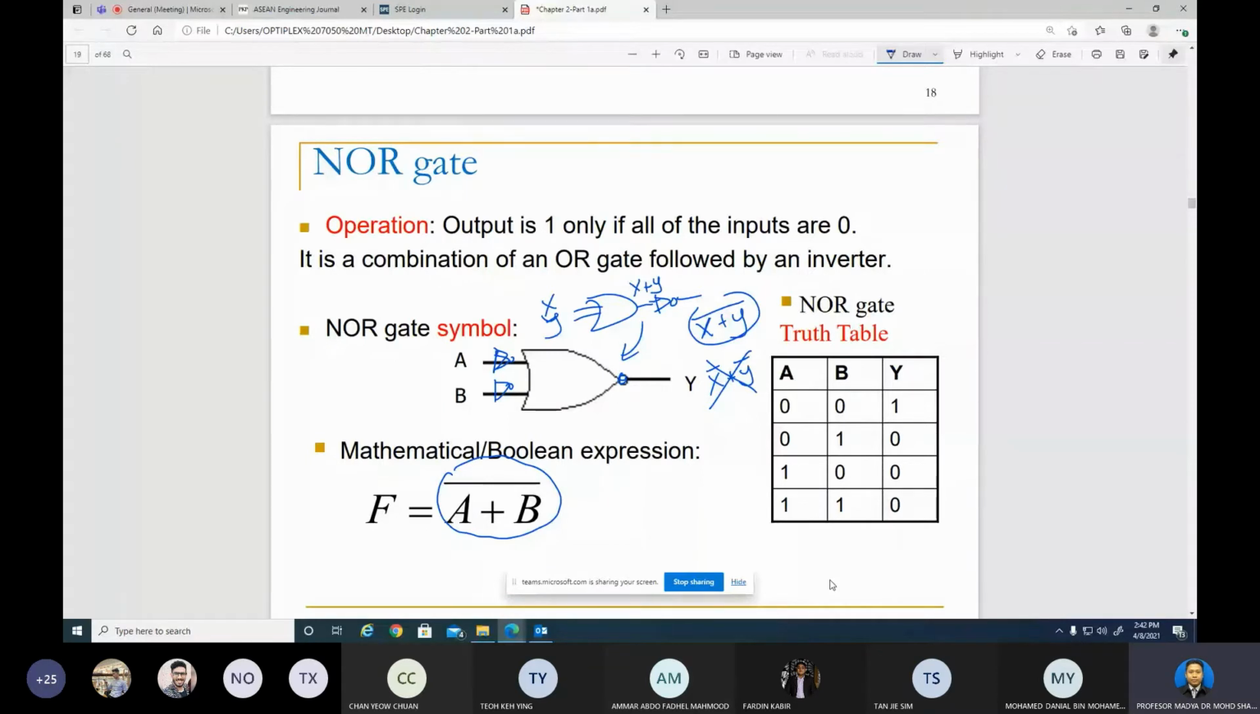Okay, so this is the truth table for the NOR gate. You can see if we have 0, 0, the output will be 1. First you have to plus: 0 plus 0 will be 0. Invert the 0 and it will be 1. So the rest will be 0. This is the truth table for the NOR gate.